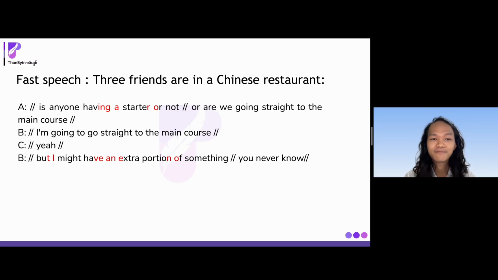Here we have a lot of linking sounds in this sentence. But I might have an extra. Link them together. But I might have an extra portion of something. Again, all together in a very slow way, firstly. But I might have an extra portion of something.